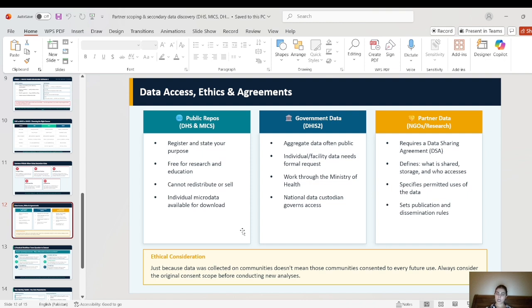sharing agreement, your DSA. I think you guys probably know by now what DSAs are. Then you have what is defined in that agreement: what is shared, stored, and who accesses it. It also specifies permitted uses for the data and sets publication and dissemination rules. Your ethical consideration is that just because the data was collected on communities doesn't mean those communities consented to every future use of it. Always consider the original consent and scope before conducting new analysis.